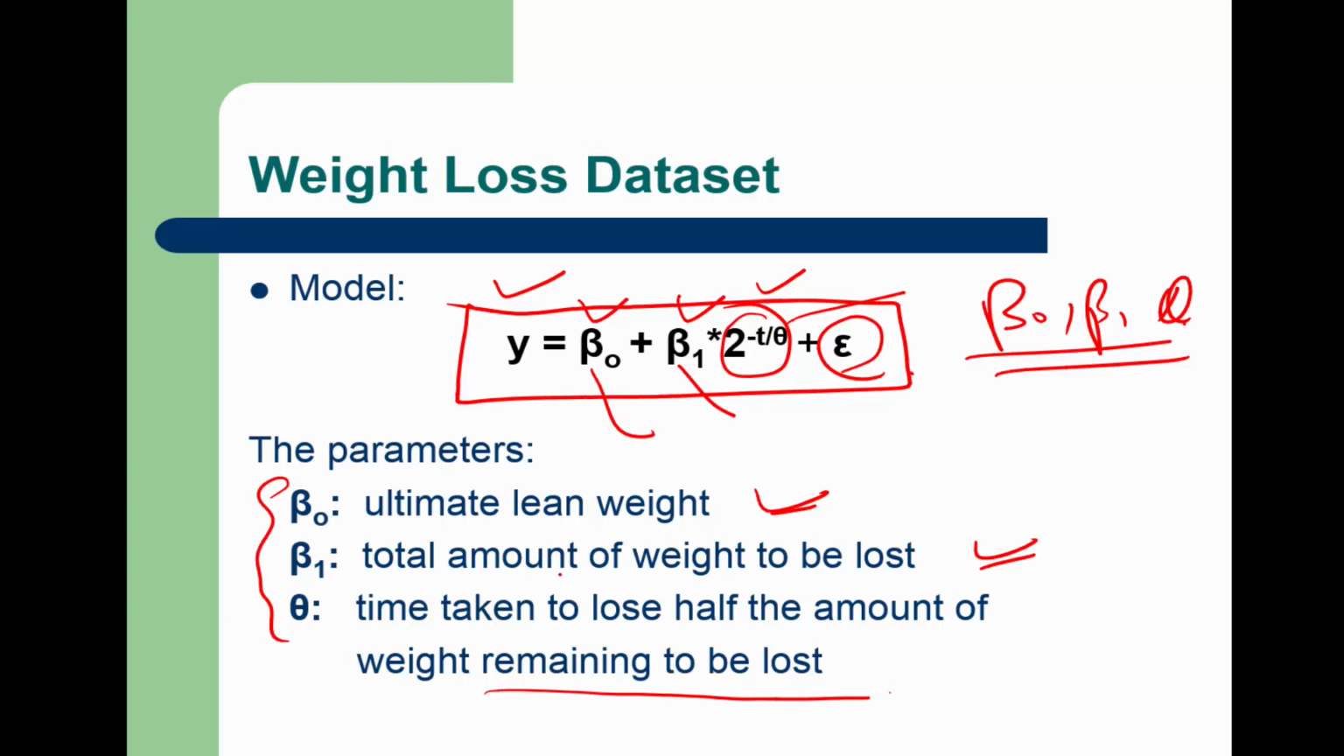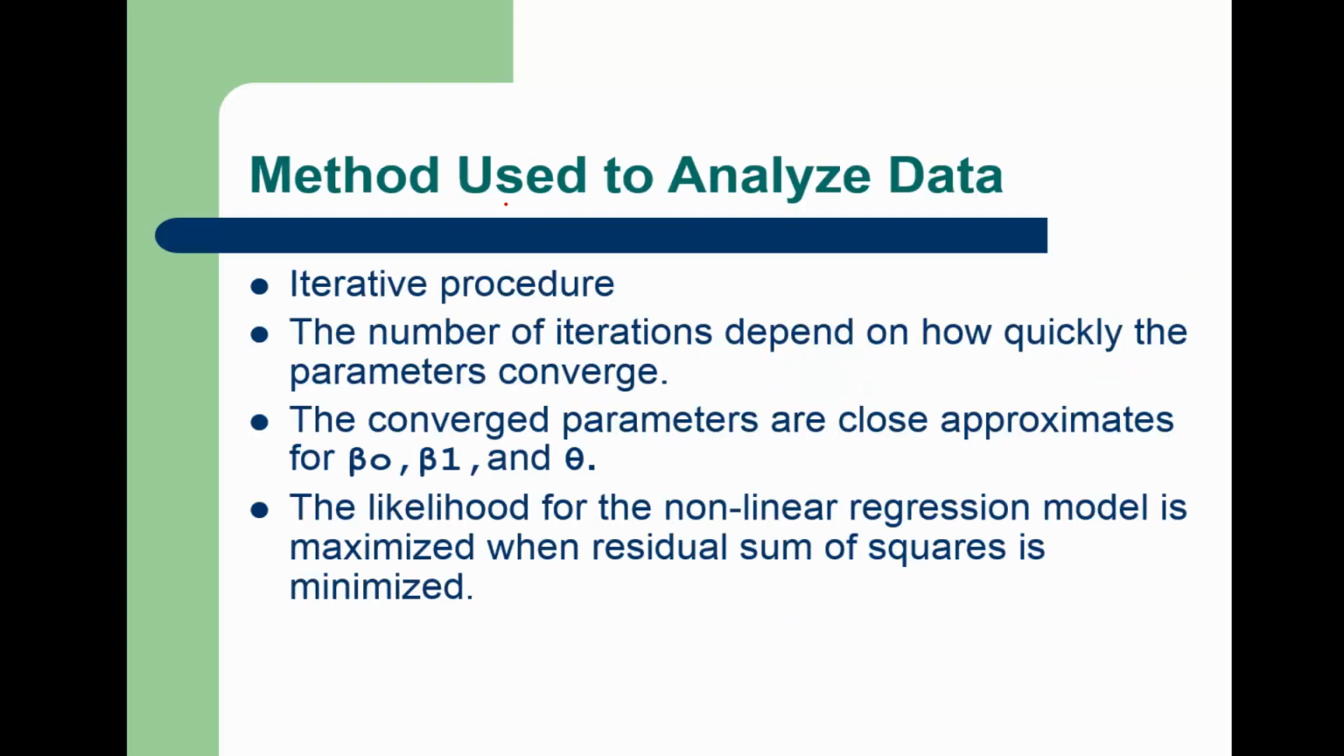Now all we need to do is use the data we have to find out these three parameters, beta naught, beta 1, and theta. So what are the methods to be used to analyze this data? The method to be used is one that iteratively finds them. Just put in the data we have and find out the values of these three parameters. So the iterative procedure is one that is very often used.